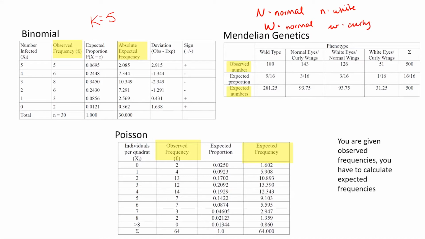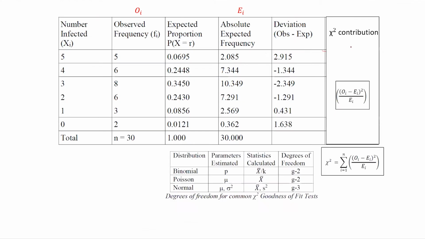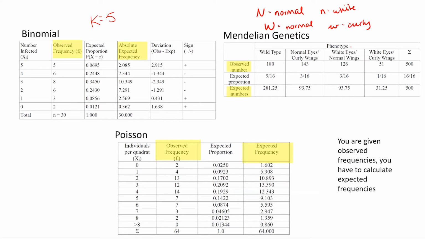Wild type would be a phenotype. So these are phenotypes. We're not looking at genotypes. That's important to note.